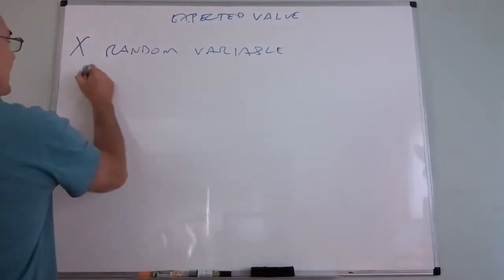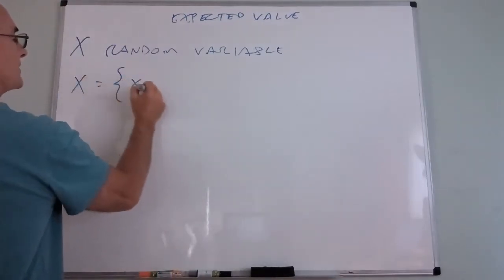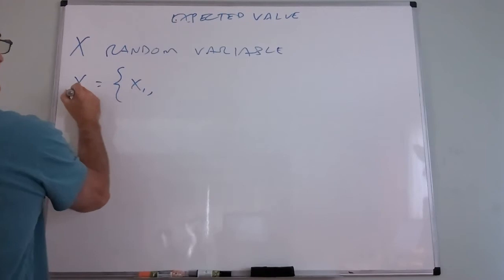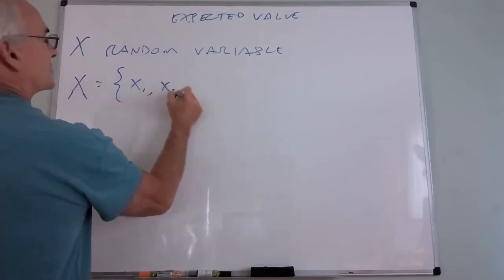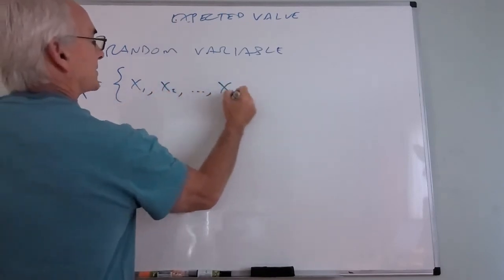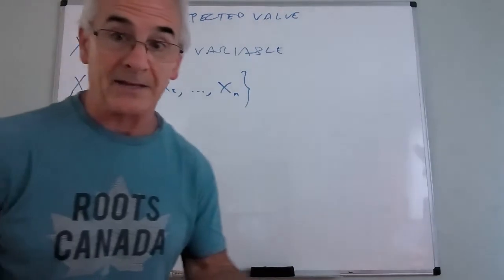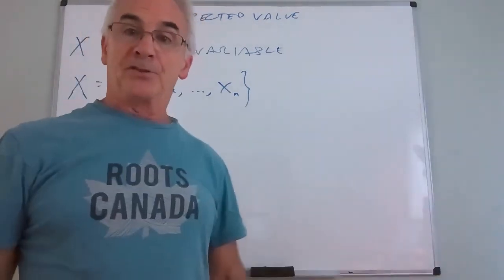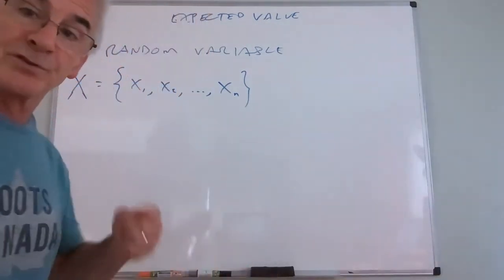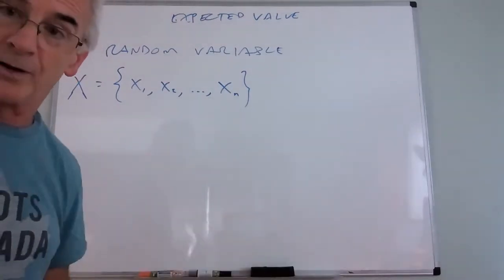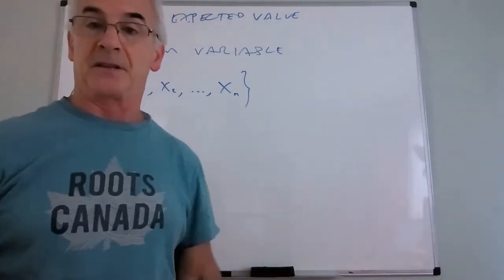So X would be a set of things, little x's. This is a big X: X1, X2, let's say up to Xn. Let's say there are n possible outcomes. So this could be something like roll the dice and add them up. So the possible outcomes would be totals of 2, 3, 4, 5, 6, up to 12. Those would be my little x's.